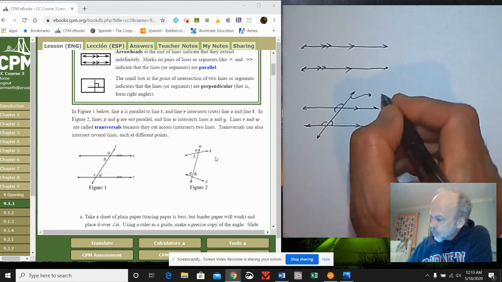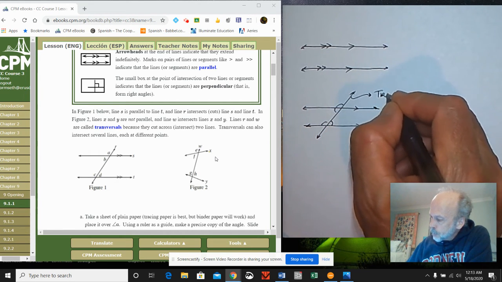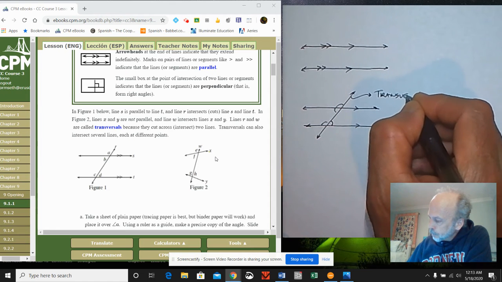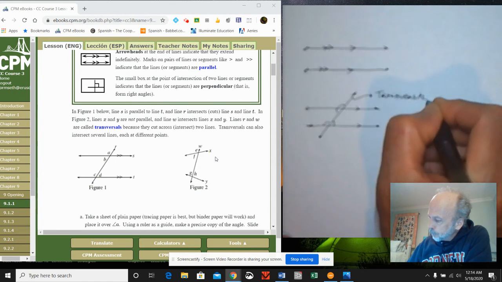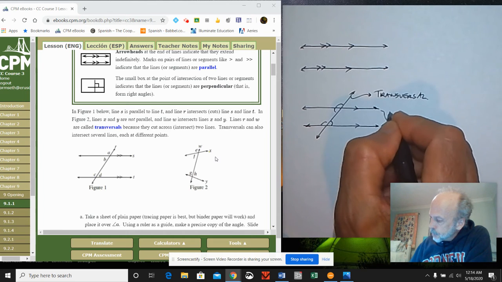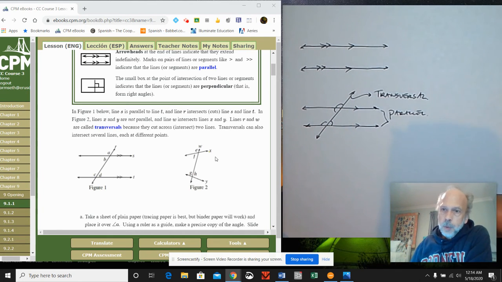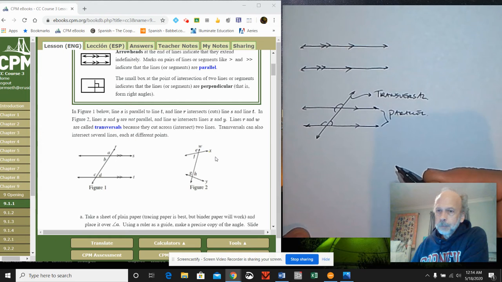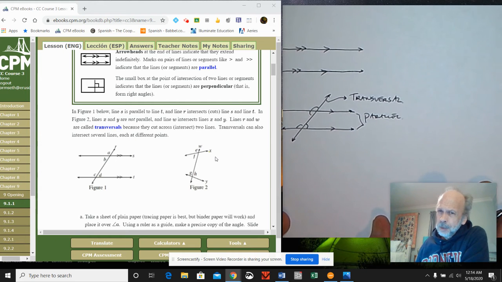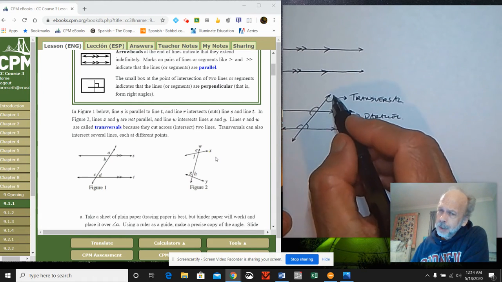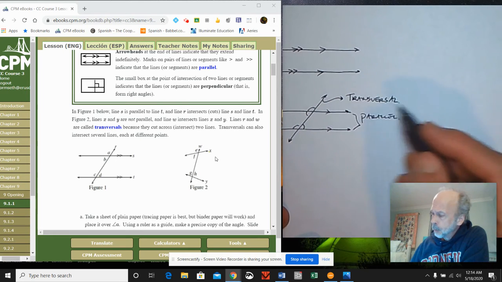Now, this line is special. It has a name. This is called the transversal. And then these are the parallel lines. So a transversal is a line that crosses a pair of parallel lines. In fact, the main idea of it is this crossing idea.